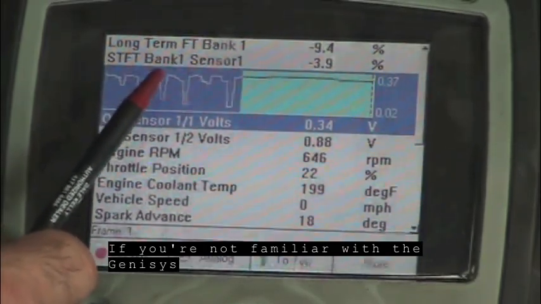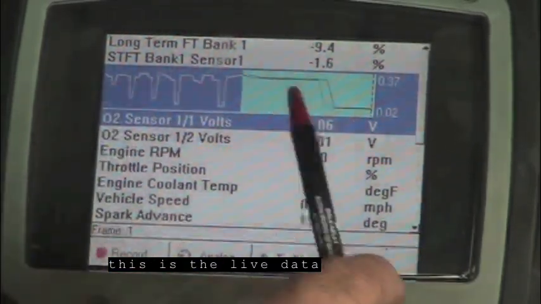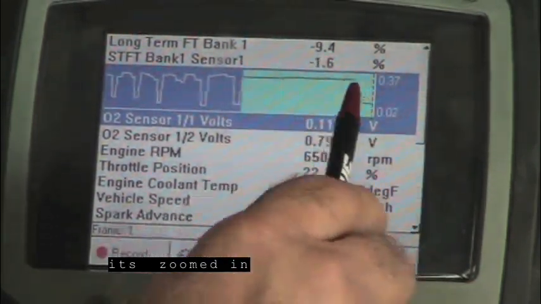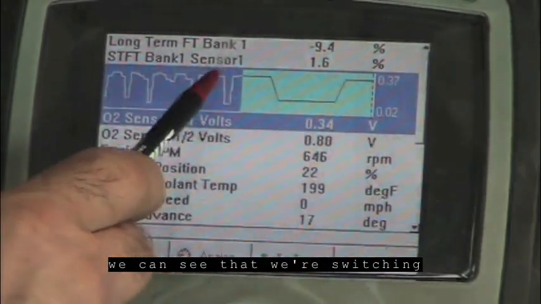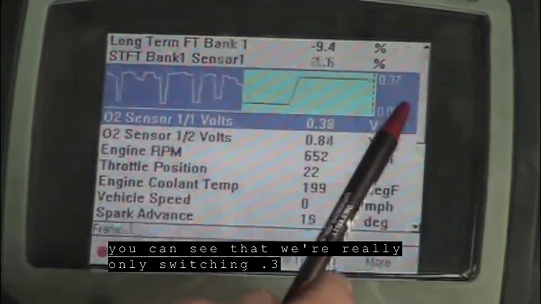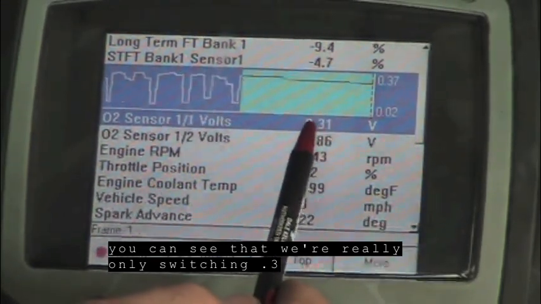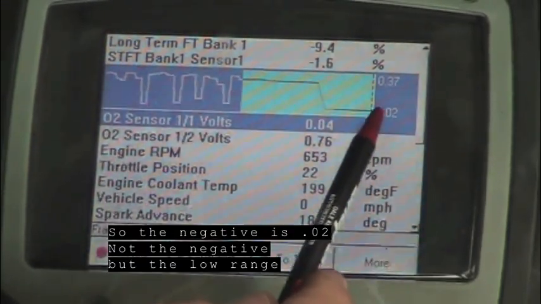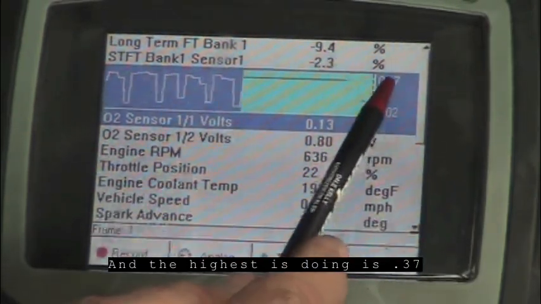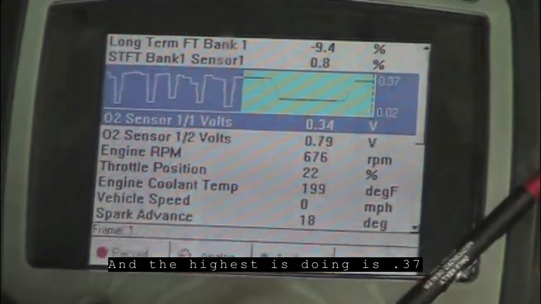If you're not familiar with the Genesis, this is the live data, and this lighter portion is like a magnifying glass. It's zoomed in. But we can see that we're switching, but if we look over here at our data, you can see that we're really only switching 0.3. So the low range is 0.02, and the highest it's doing is 0.37.